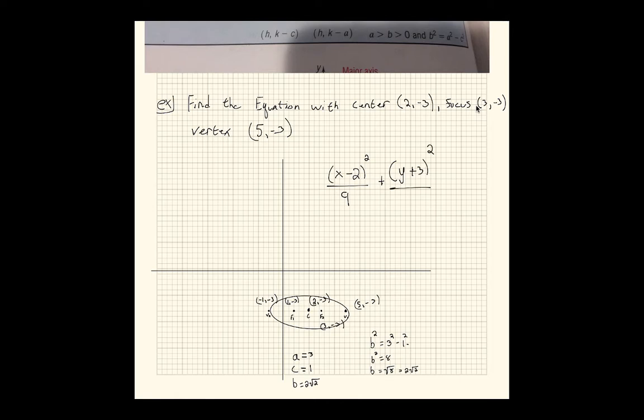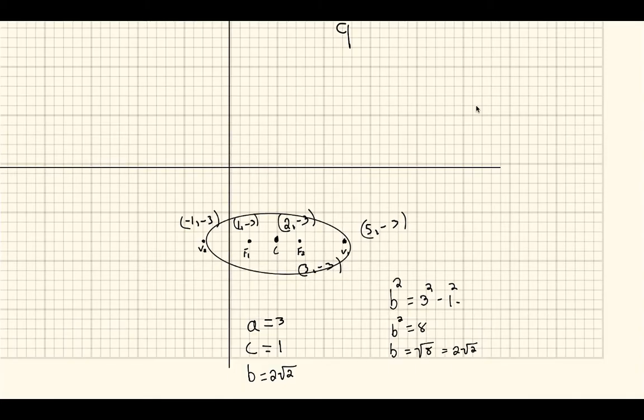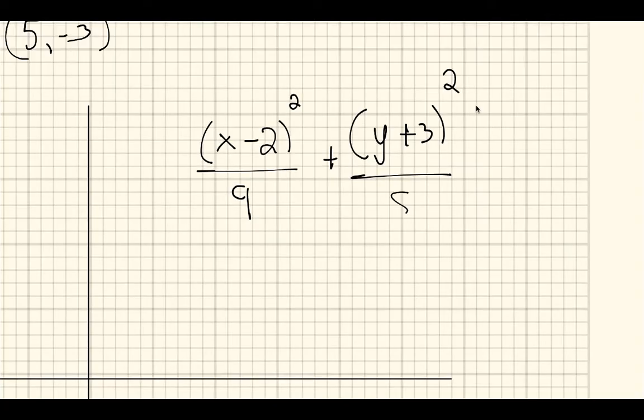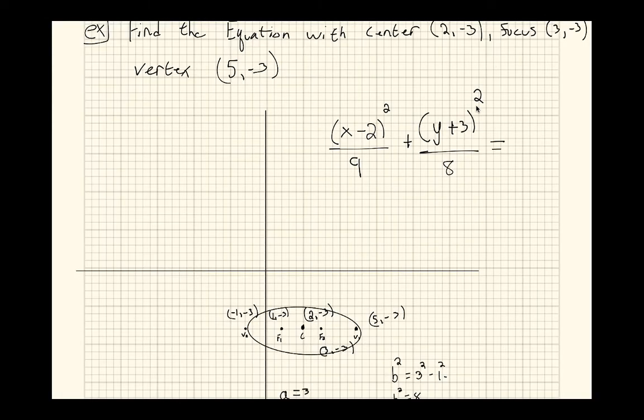squared over, we got 2 root 2 for b, but 2 root 2 squared, well, we know what b squared is, that's 8, not a. So this should be an 8. And then an ellipse is always equal to 1. Okay, so that is how we would find that equation.